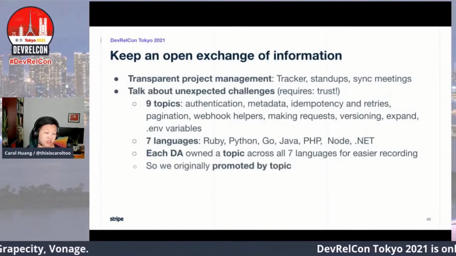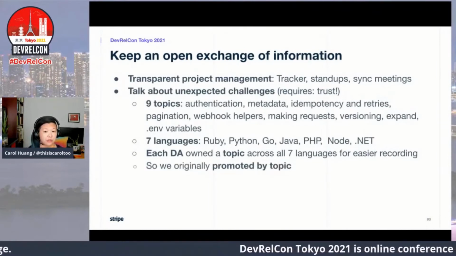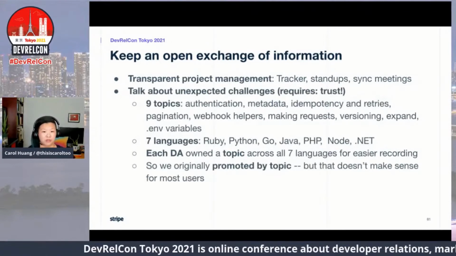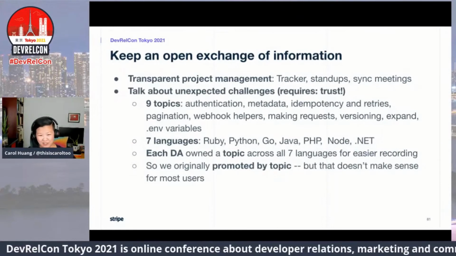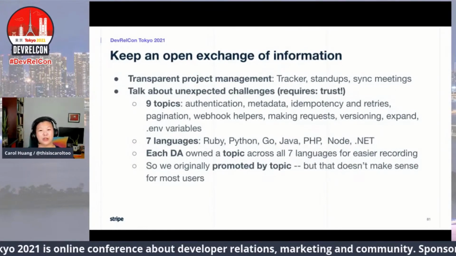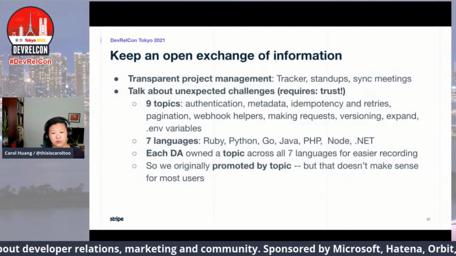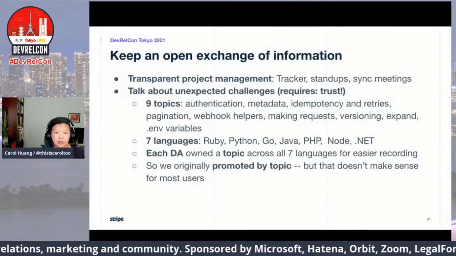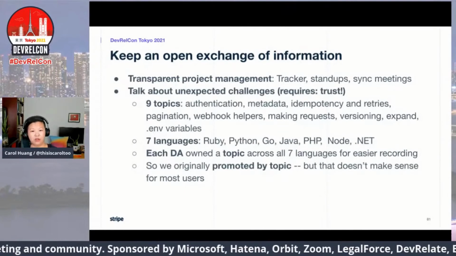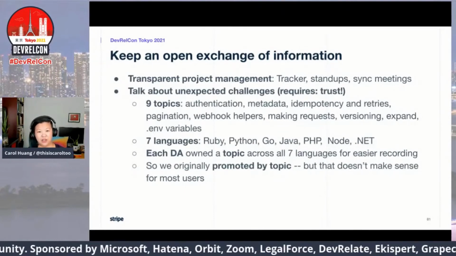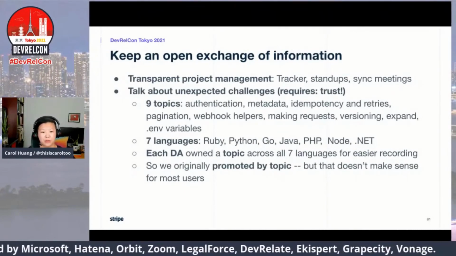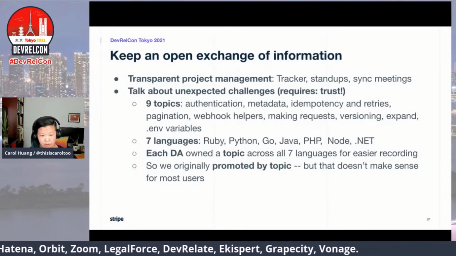So we originally promoted these videos by topic because everybody was working at different paces. However, that doesn't really make sense for most users. Why would anybody want to learn about authentication in 7 different languages? If you're trying to get started with a Ruby client library, you want a playlist that's complete with everything you need to know, not a bunch of different playlists that all have 5 topics in them. They need to know about all the things that we're going to teach them.